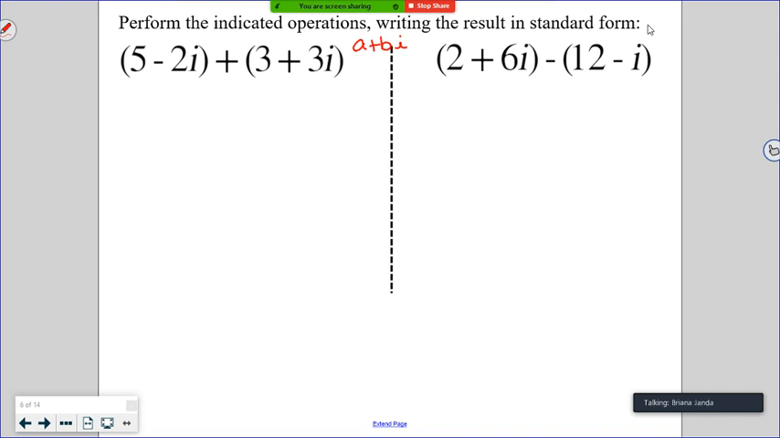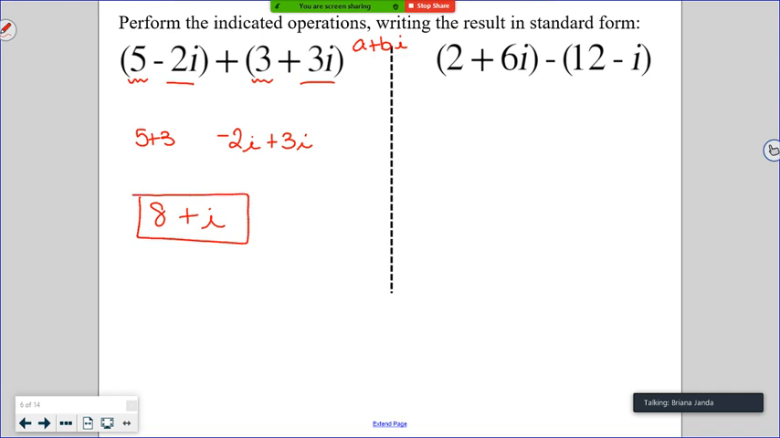So find my real numbers, 5 and 3. Combine those and I get a total of 8. Find my imaginary numbers, -2 and 3i. Combine those. -2 plus 3 would be a +1. You'll notice I will not write the 1 in front of the I. It's like I wouldn't write a 1 in front of an X. You can if you want to. It's not wrong. You just won't see it there usually.